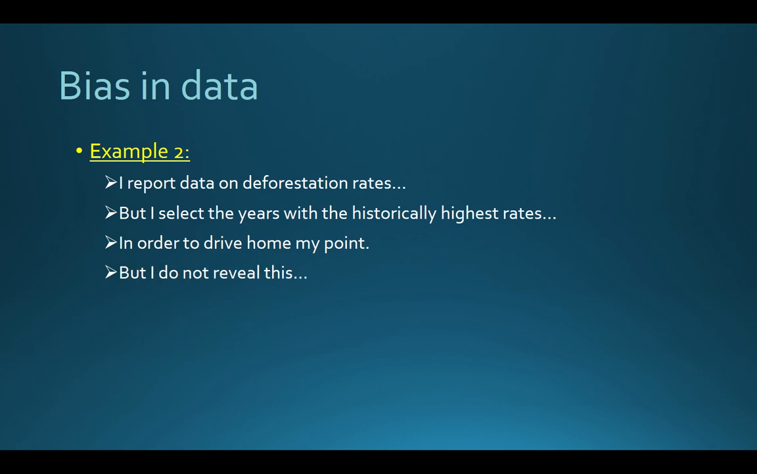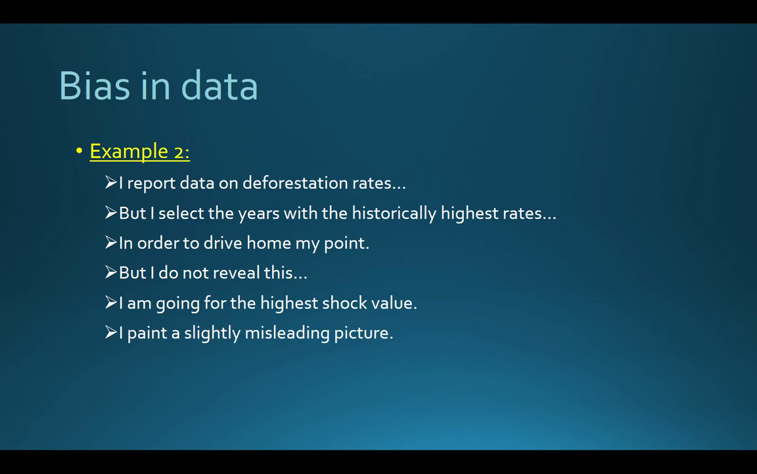Now, if I say, look, in these 3 years, we saw the most extreme rates of deforestation, and I'm transparent about it, then that's okay. But what if I don't reveal this and I just say, look at some deforestation rates, look how high they are, right? If I do that, then I'm going for the highest shock value, and I'm painting a slightly misleading picture, right?